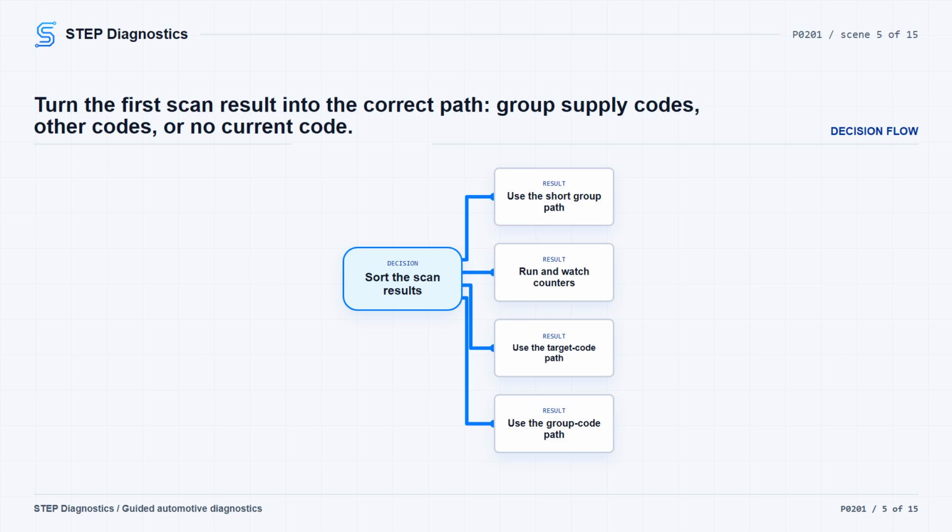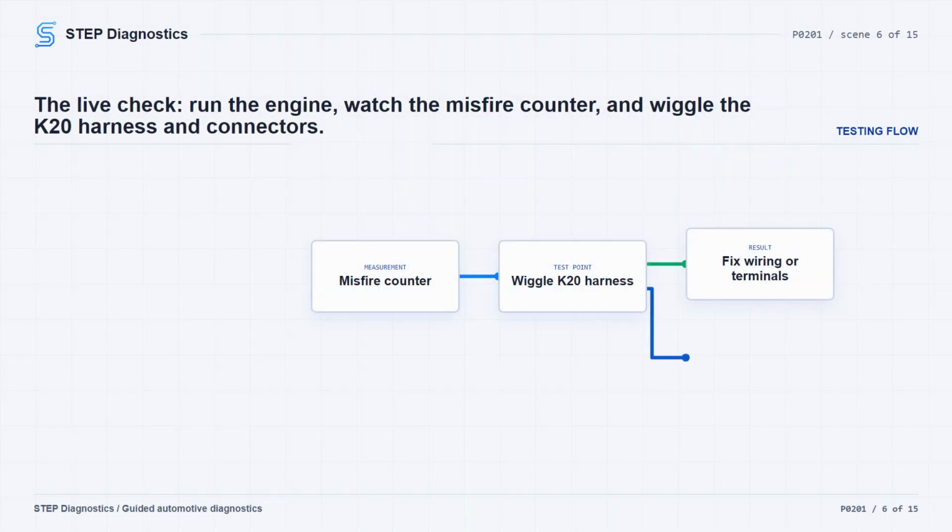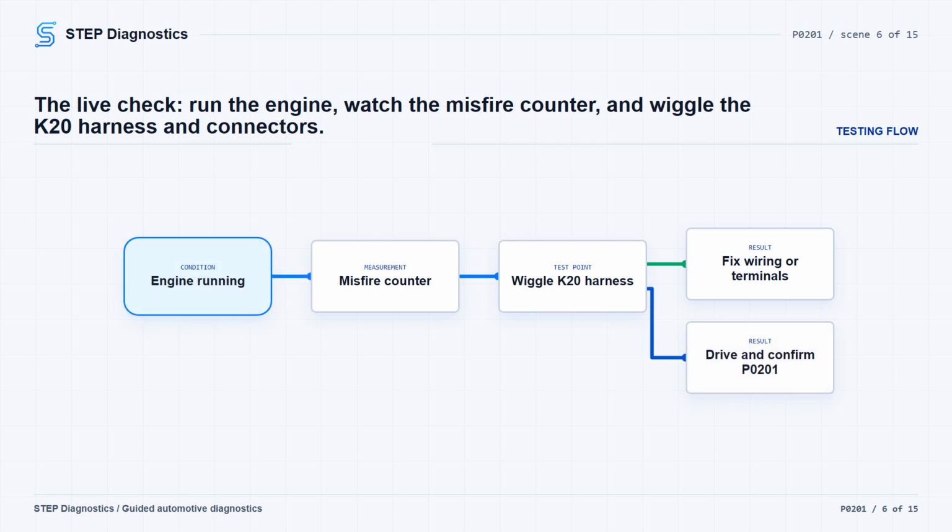If no code is currently set, run the engine and watch the cylinder 1 to 8 current misfire counter. Wiggle the K20 engine control module harness and connectors while watching that counter. The counter should not increment. If it increments during the wiggle test, repair the wiring, terminals, or connector concern as necessary. If it does not increment, operate the vehicle within the monitor gates or under the captured conditions and confirm P0201 does not reset. If it does reset, pause, recheck the earlier diagnostic path.